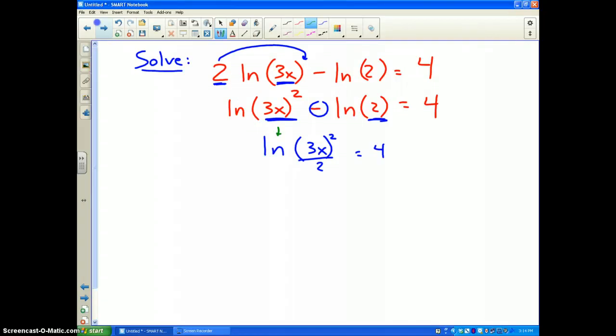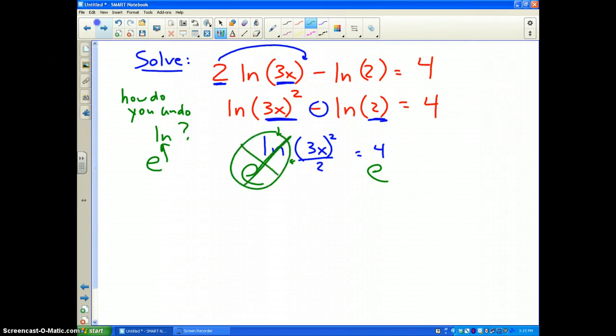How do you undo the natural log? How do you undo ln, or natural log? Well, just like the log function, you got to remember the base is e. So I'm going to raise both sides, in blue, to become my exponents, to my base e. E undoes natural log. So in the circle, those two things are going to cancel out.